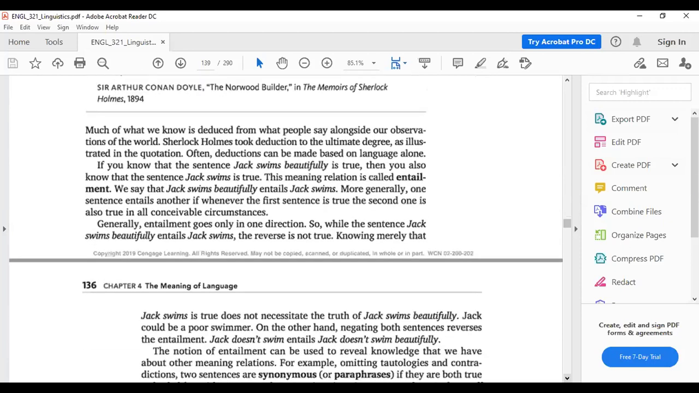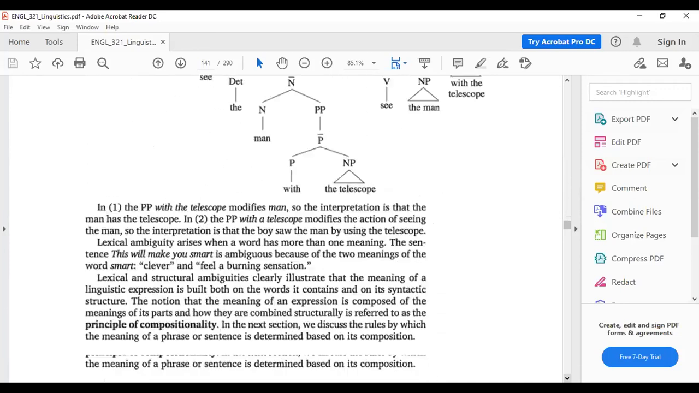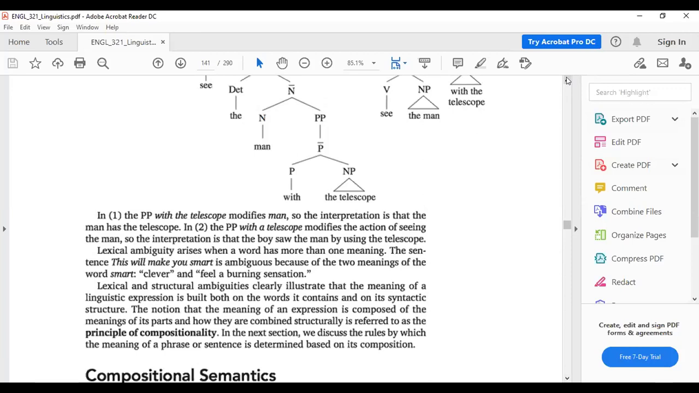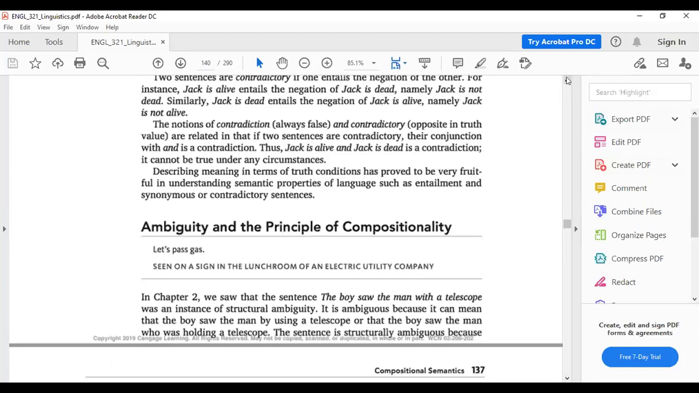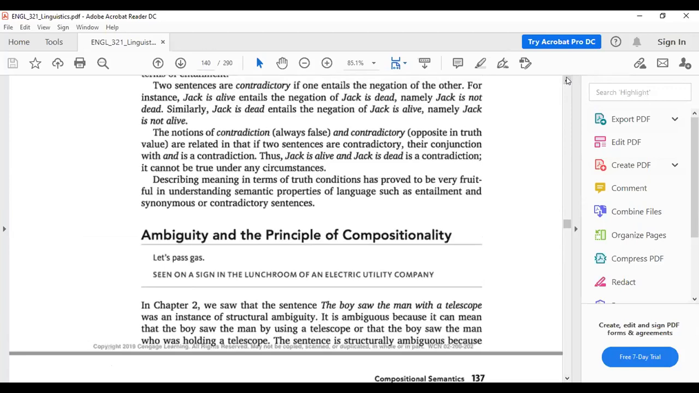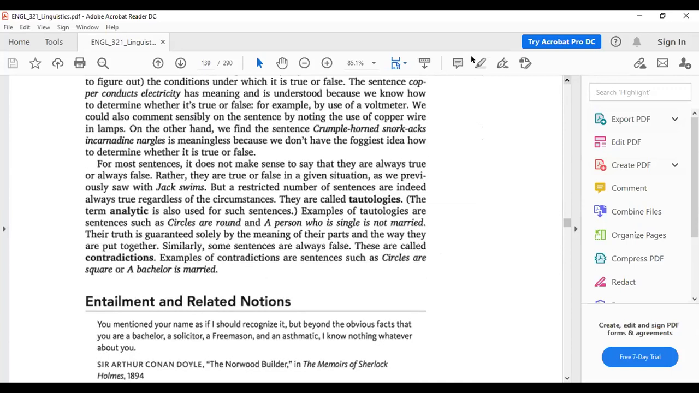Entailment? Until what page? Um, 136 until ambiguity and the principles of compositionality. Okay, that's fine. So you have this section, entailment and related notions. And Ahlam, just don't focus on every line, okay? Just give us the main ideas.